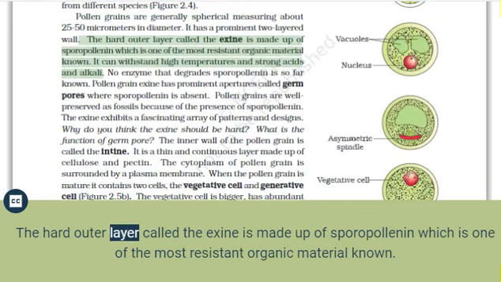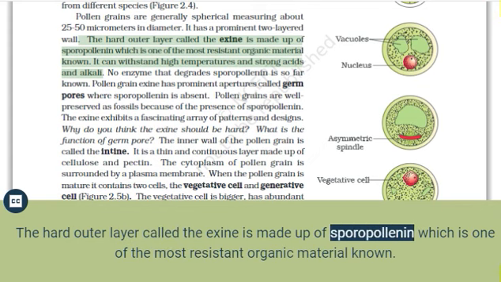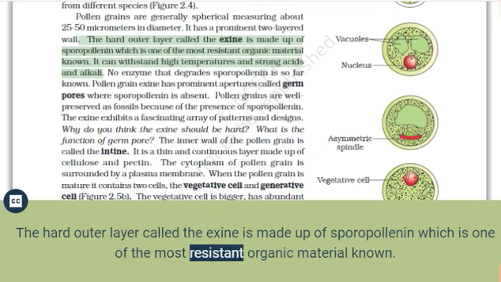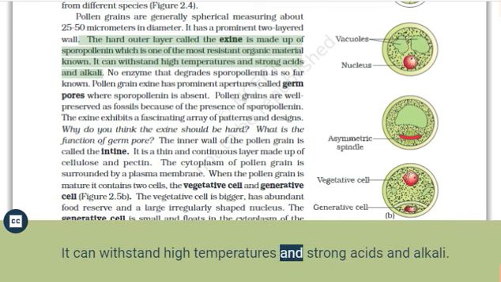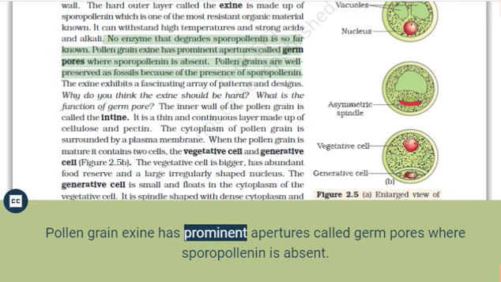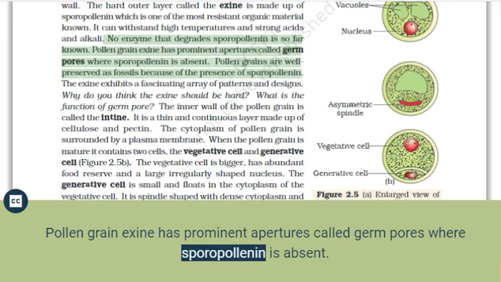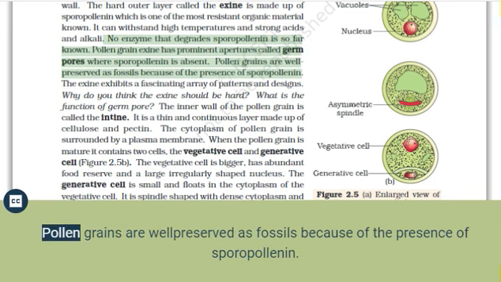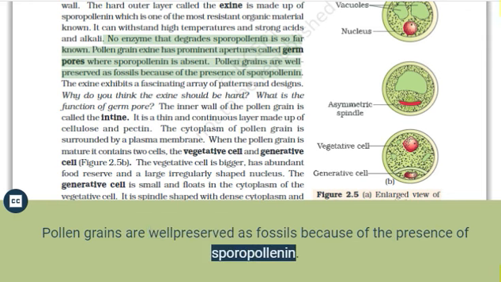The hard outer layer called the exine is made up of sporopollenin, which is one of the most resistant organic material known. It can withstand high temperatures and strong acids and alkali. No enzyme that degrades sporopollenin is so far known. Pollen grain exine has prominent apertures called germ pores where sporopollenin is absent. Pollen grains are well preserved as fossils because of the presence of sporopollenin.